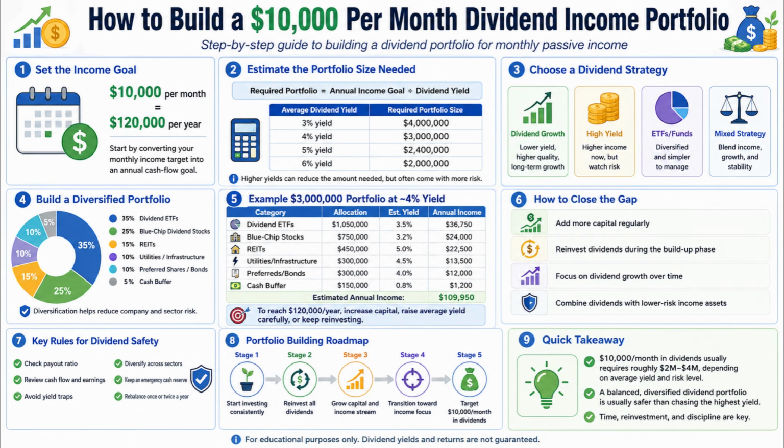In most cases, reaching this level may require roughly $2 million to $4 million, depending on yield, risk level, and portfolio quality. So, the key lesson is that a $10,000 per month dividend portfolio is possible, but it requires a large capital base, smart diversification, dividend safety, reinvestment, and long-term discipline.